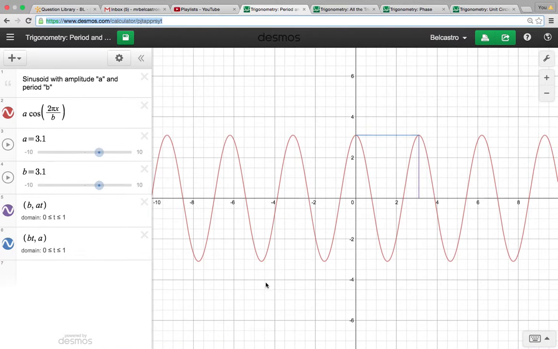Have they talked about that with you guys at all? The difference between those two? Okay, so there is a difference. You can be periodic and sinusoidal, but there's waves that are periodic that aren't sinusoidal.